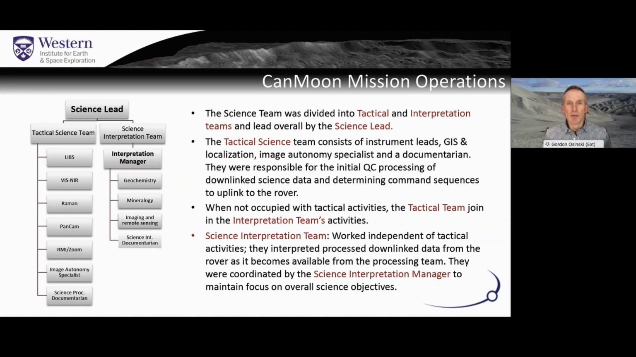Okay, so in terms of the mission control structure that's perhaps most relevant for this afternoon, we have the science team split into tactical and interpretation teams, led by an overall science lead. The tactical science team consisted of the instrument leads, GIS and localization, an image autonomy specialist specialized in machine learning, and of course a documentarian to keep track of everything. And this was a team that did the initial QC processing, determining command sequences to upload and uplink to the rover.